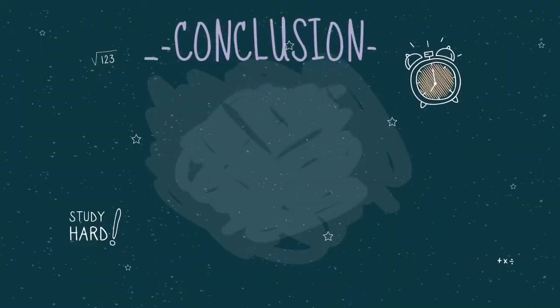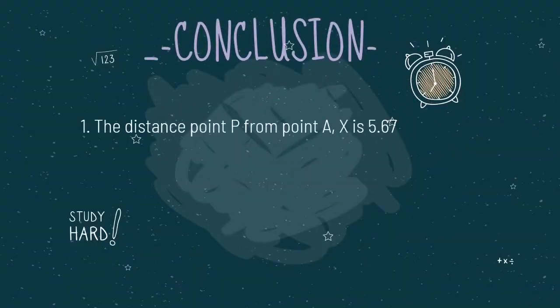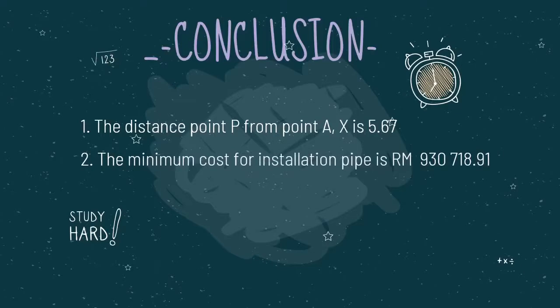From the conclusion, we can conclude that the distance of point P from point A, which is x, is 5.67. And after we solve the problem, we know that the minimum cost for installation of the pipe is 903,718 ringgit and 91 cents.